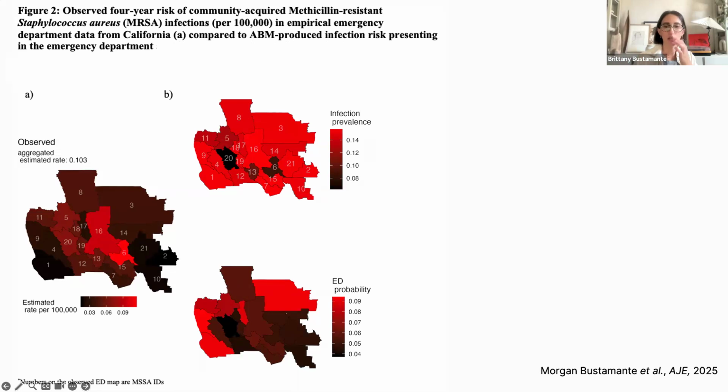But then you get down here to the ED probability. So this is the proportion of infected people in the ABM population that went to the emergency department. And you start to see some patterns arise. You see high probability of agents seeking treatment in the EDs in these bright red geographies, and low probability in these darker red geographies, which doesn't really look like the observed data.